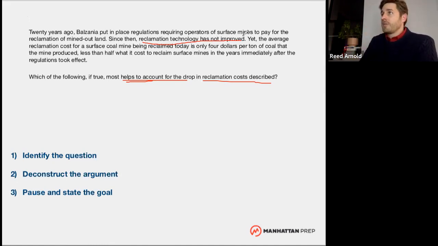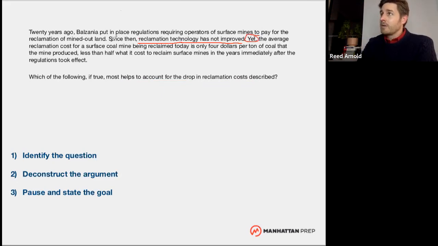And so if reclamation technology has not improved, I'm kind of wondering, well, it's probably as hard to reclaim a mine as it's ever been. Maybe, and this is what ends up being the case, maybe it's as expensive, right? It should cost the same to reclaim a mine since the technology is not better. Unless maybe wages have dropped substantially or something like that. But that's kind of where I'm leaning right now. It's like, okay, well, if the technology has not improved, other things have not improved. That's kind of where it's leading.